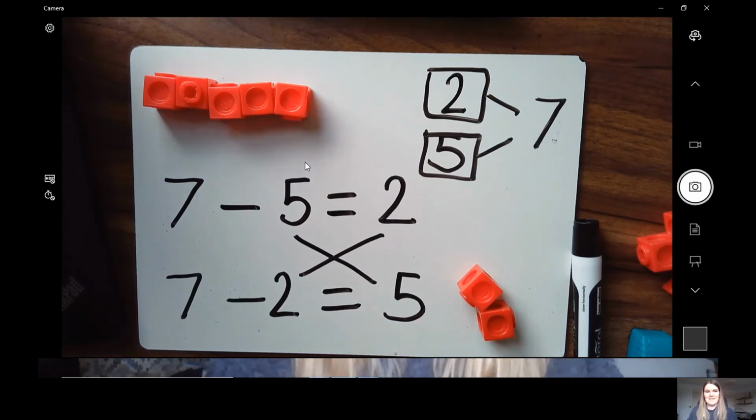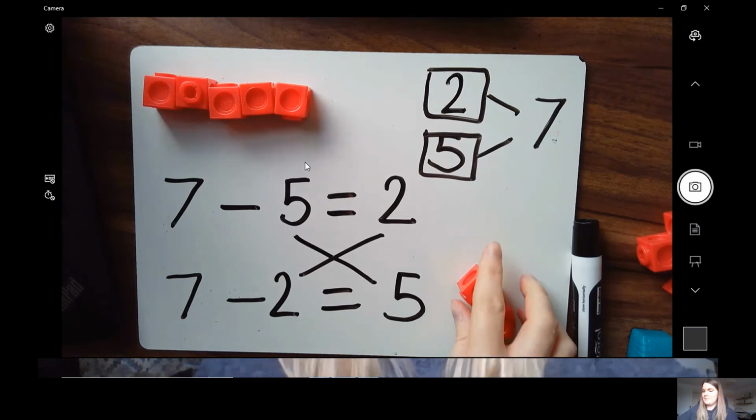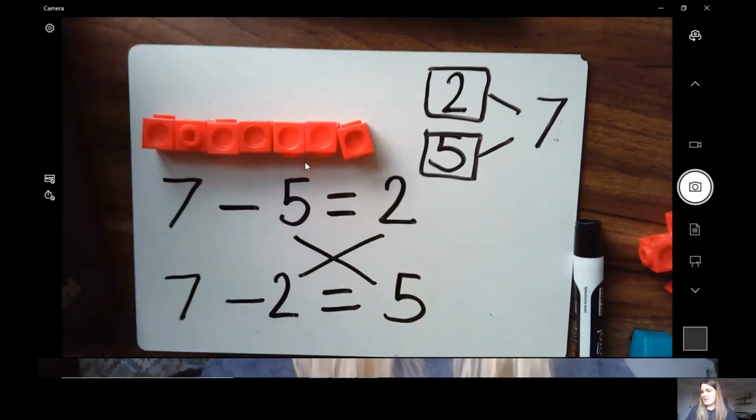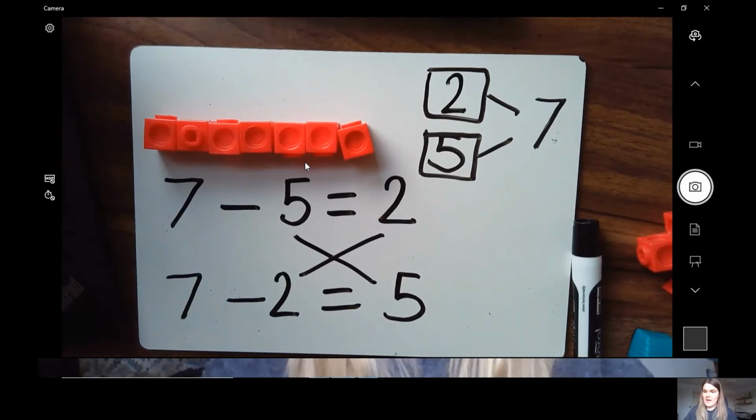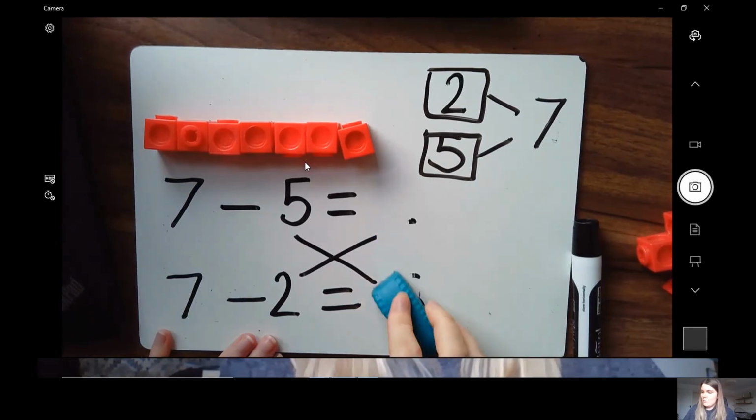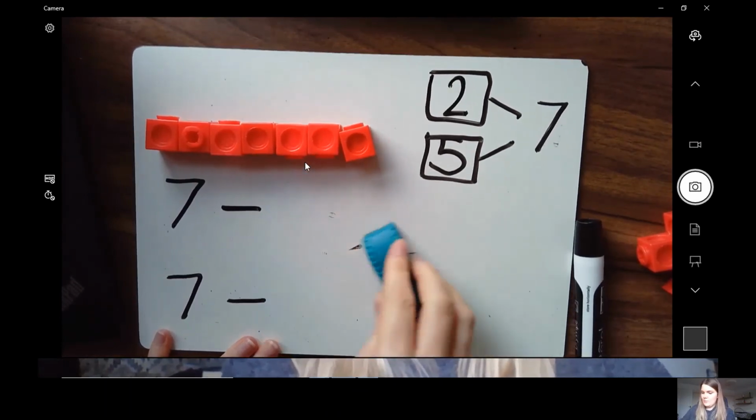5. Fantastic. Really well done, guys. So can we solve a different equation? You think we can? Okay. What are we going to do?